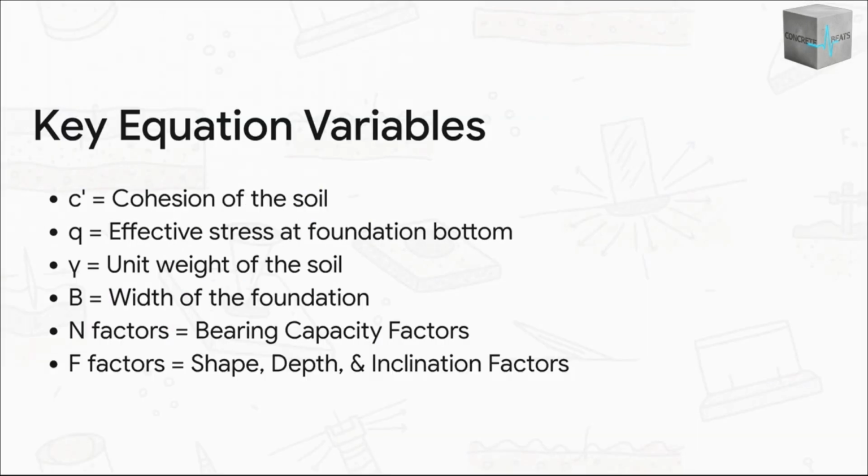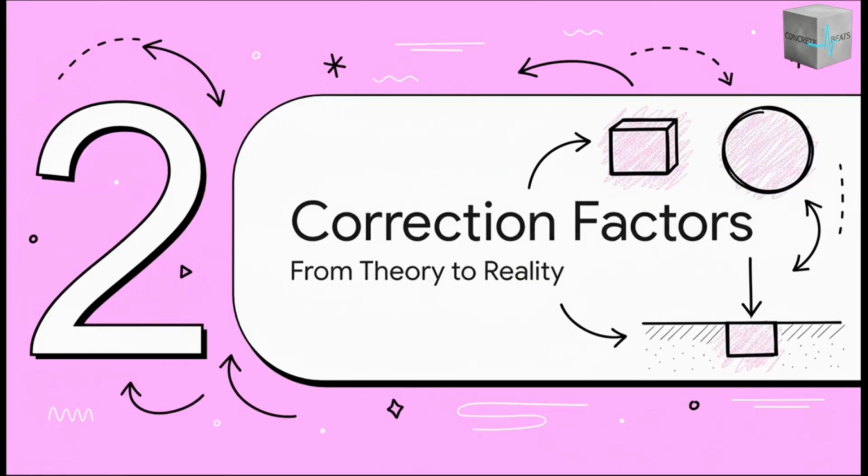So what's inside these terms? We've got our basic soil properties, right? Things like cohesion, c prime, the effective stress at the bottom of the foundation, q, and the soil's unit weight, gamma. But the real magic, the part that makes this equation so powerful, comes from all those N and F factors. They're the modifiers that let us tune the equation to our specific project. You see, the original raw formula was developed for a perfect, idealized situation, a super long, continuous footing. But let's be real, we build square foundations, round ones, and we put them at all sorts of different depths. That's exactly where these correction factors come in. They're what bridge the gap from theory to reality.